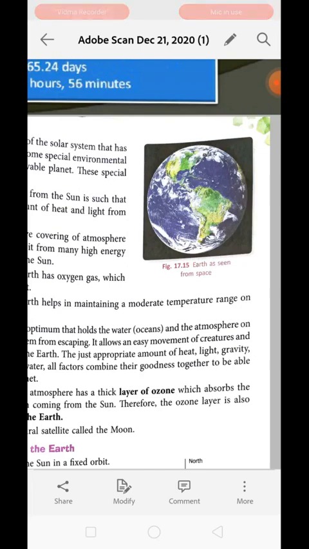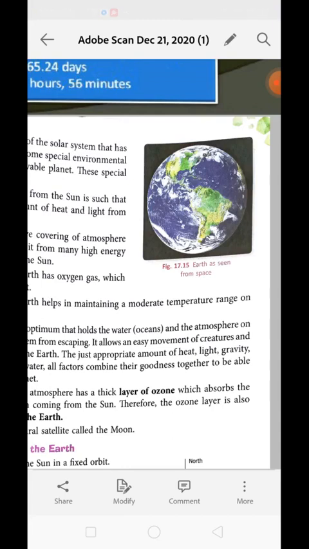The gravity on the Earth is optimum, that holds the water and the atmosphere on the surface and prevents them from escaping. It also allows us easy movement so that we can easily move on the Earth. The appropriate amount of heat, light and gravity, atmosphere, oxygen and water, all these factors combine together to provide goodness of the Earth to sustain life on the planet.